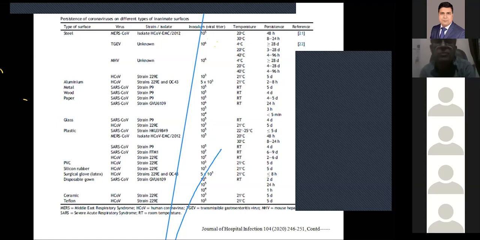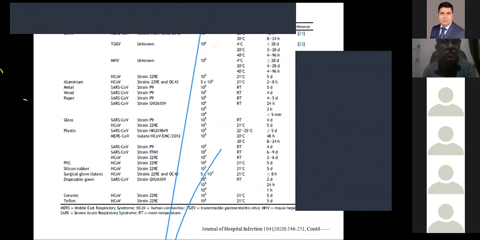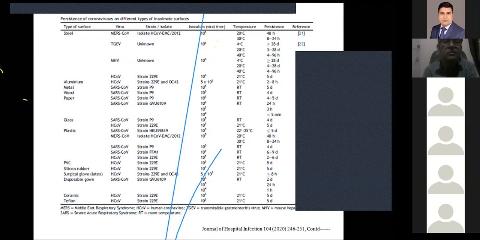Wood is part and parcel of our life. Every house, every residential activity involves wood. Wood is a furniture material. Wood is also a material that our small kids use in the form of toys, which are made of wood. So wood is also very much prone to coronavirus, and the virus stands on wood for over 4 days.